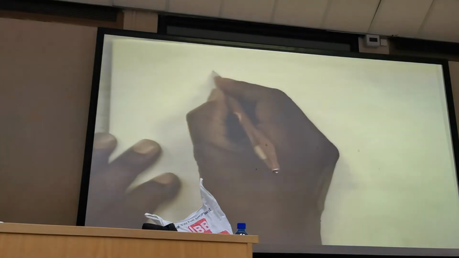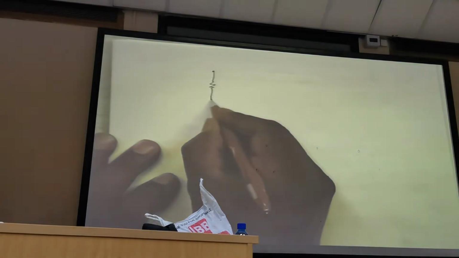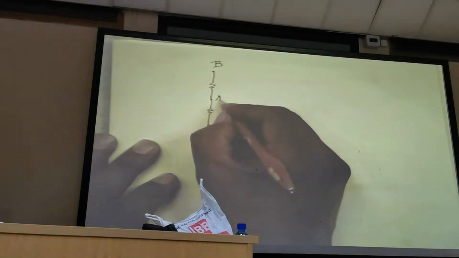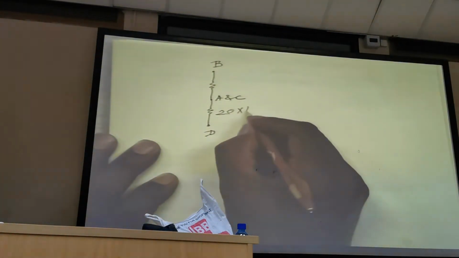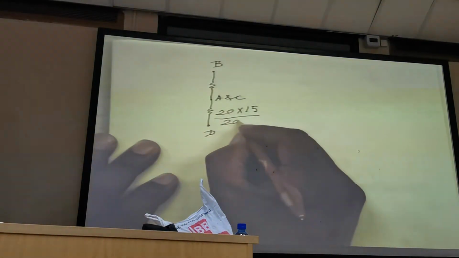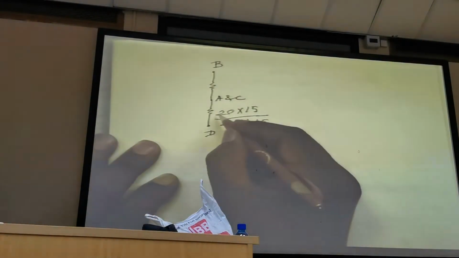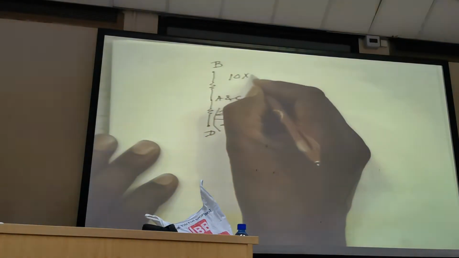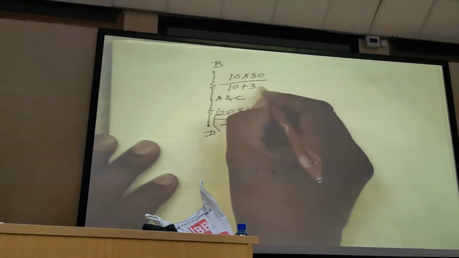So we have B here, and we can now say there is one resistance, and there is another resistance. So this is B, this is A and C, and this is D. So this is the combination of 20 times 15 over 20 plus 15. I could have jumped that step, but I am keeping it here for better understanding. And this one is 10 times 30 over 10 plus 30.